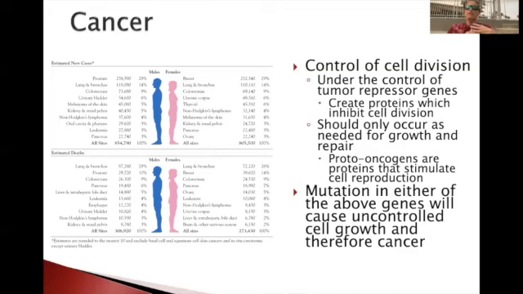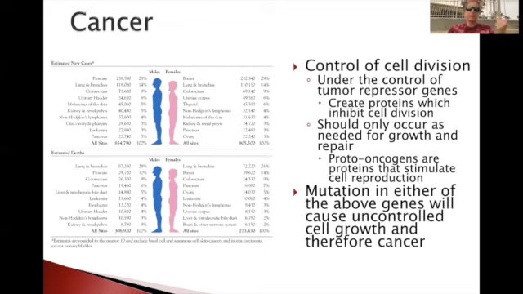Proto-oncogenes are proteins that stimulate this cell reproduction. So if you get a skinned knee, proto-oncogenes are going to allow for mitosis. And then once those skin cells touch again, that needs to be shut off. A mutation in either the tumor suppressor genes or the proto-oncogenes is going to lead to tumor growth, which is basically a ball of cells.